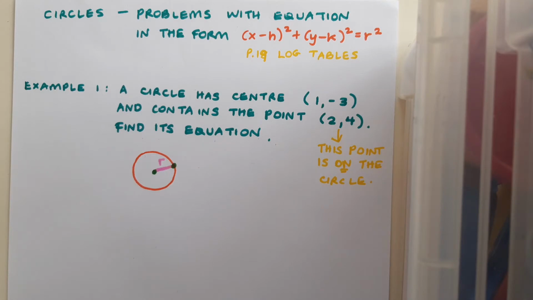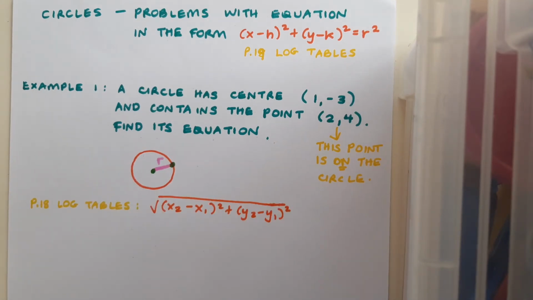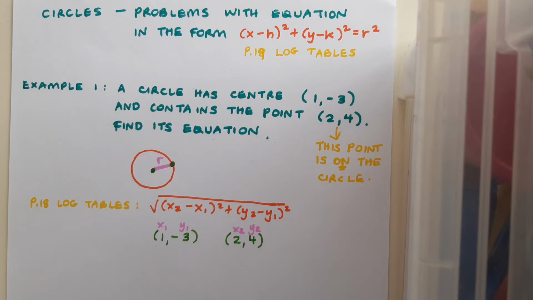And that will require me to use the distance formula, which is on page 18 of the log tables. So there's my formula. And before I begin to fill into it, I'm just going to go and label the 2 points that I'm using nice and clearly. So here are the 2 points, and I'm going to call them x1, y1 and x2, y2, and then I sub into the formula.